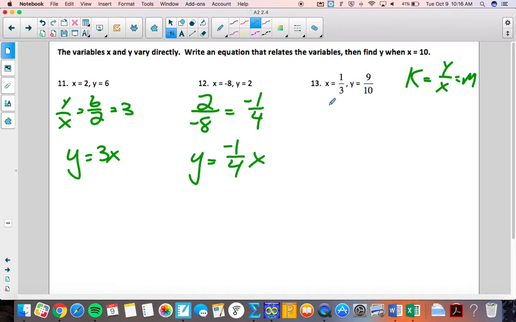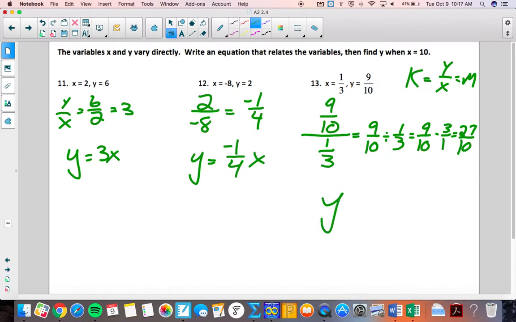And then here, we take our y divided by our x. Now, this looks kind of scary. And we tell you in high school to use this fraction bar for dividing. But here's where it would help us to write it with an elementary division sign. So I have 9/10 divided by 1/3. When we divide fractions, we multiply by the reciprocal. So it's the same as 9/10 times 3/1. So we get 27/10. So y equals 27/10 times x.